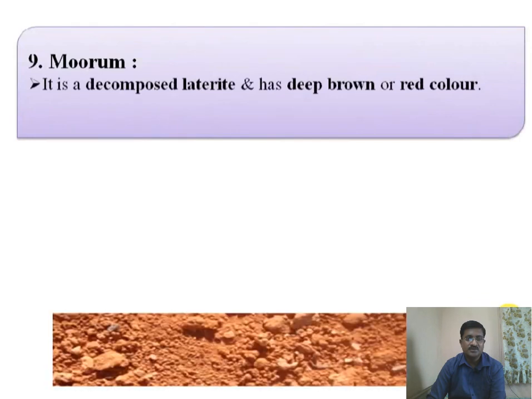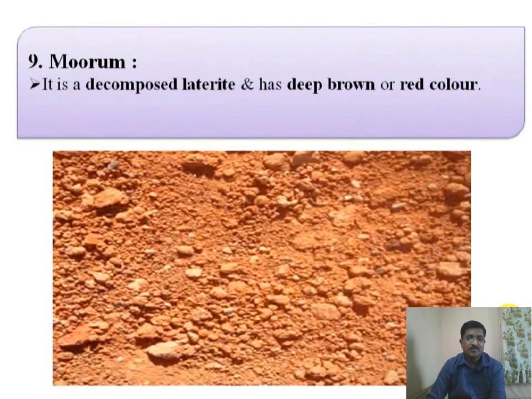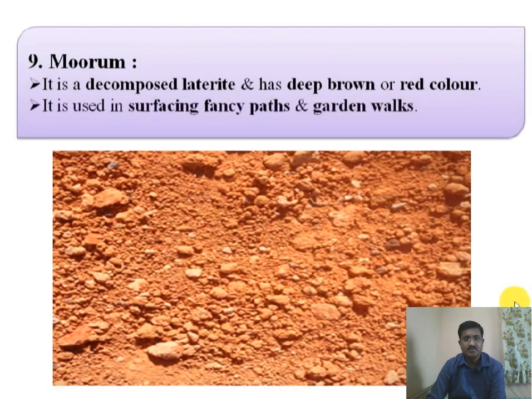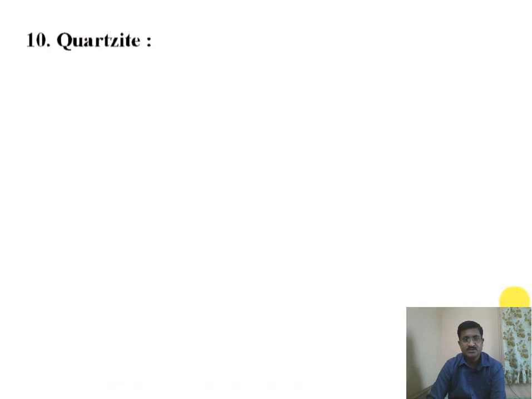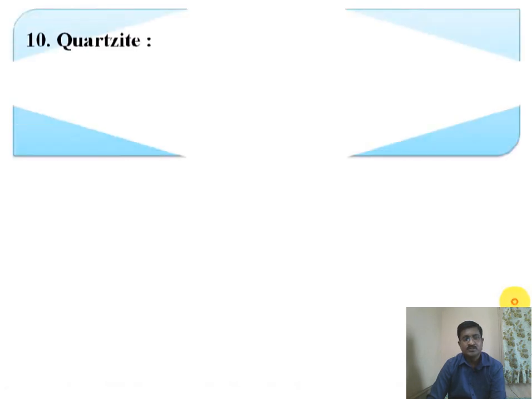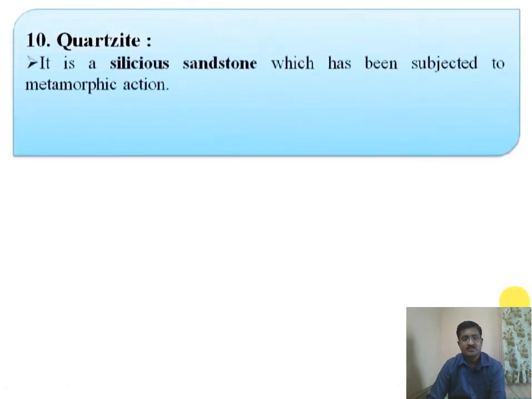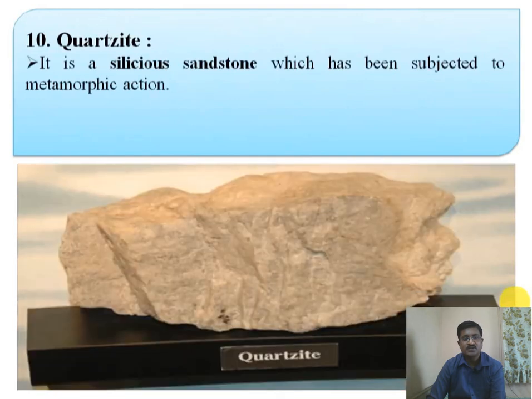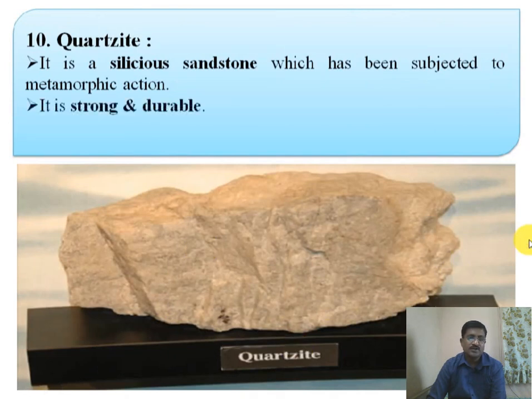Then next, abundantly available in our area, is murum. It is a decomposed laterite and has a deep brown and red color. It is used for surfacing paths and as a filling material. Next one is quartzite, which is a siliceous sandstone that has been subjected to metamorphic action, and it is strong and durable.